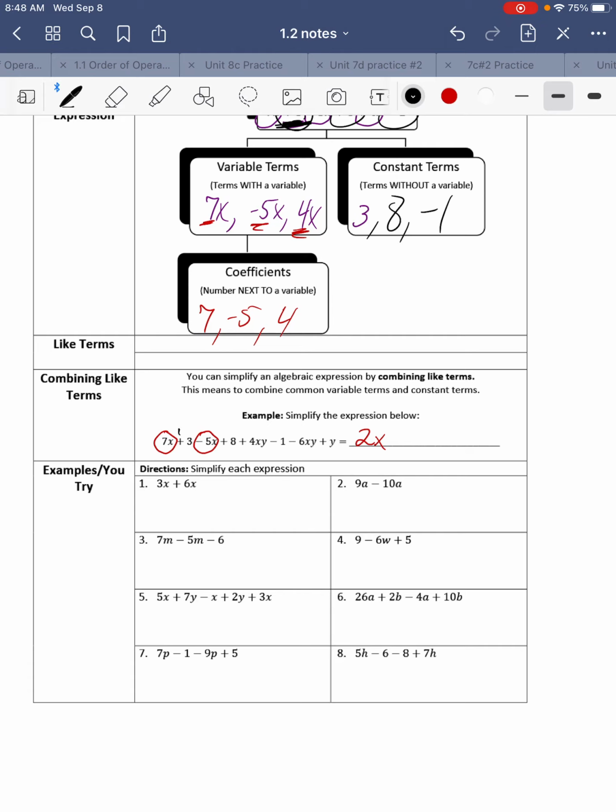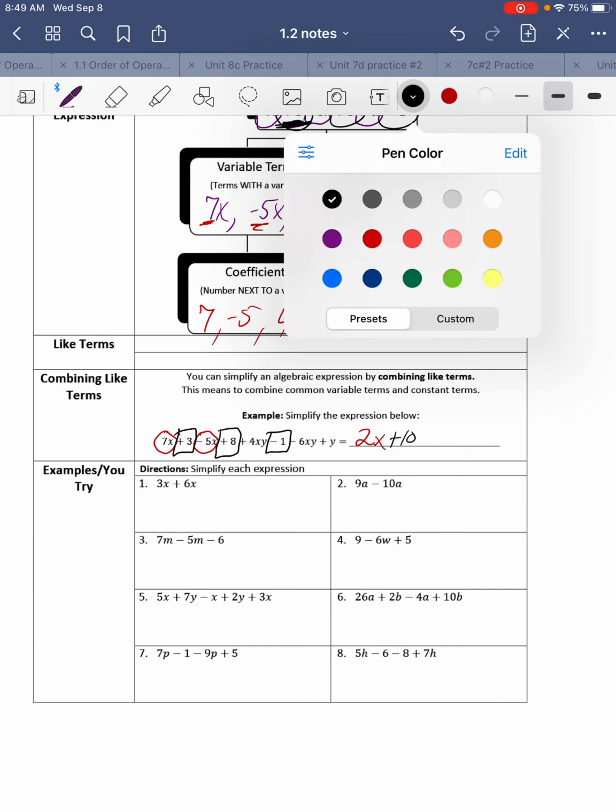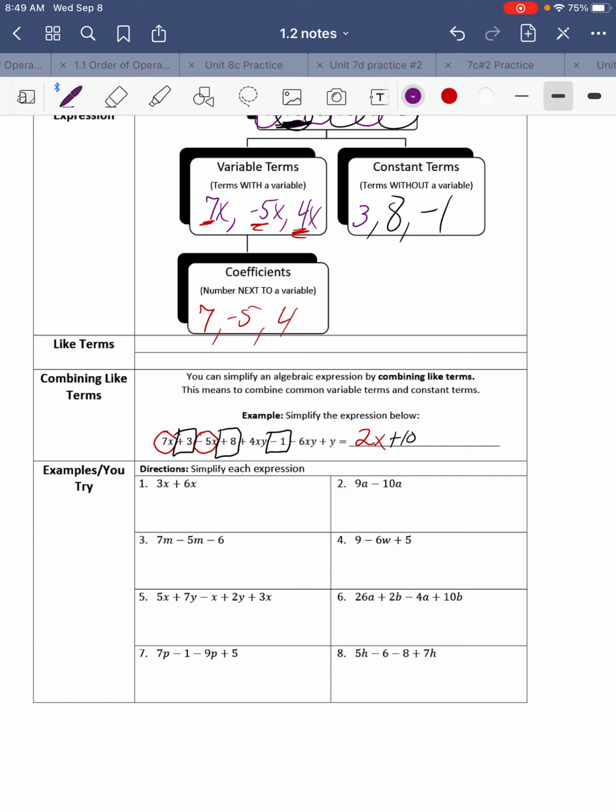We have positive 3. So a constant term, so we're looking at terms that have just numbers, no letters, no variables. So 3 plus 8 is 11, minus 1 is 10, so we have plus 10. And then lastly, we have 4xy's minus 6xy's is a negative 2xy's. 4 minus 6 is negative 2.